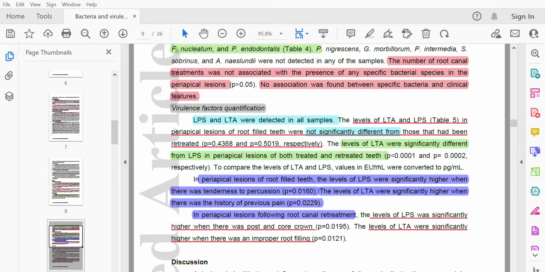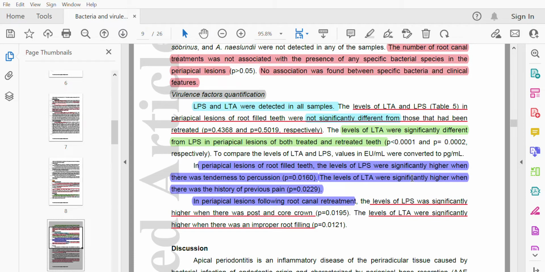According to the virulence factors, LPS and LTA were detected in all samples, and the levels of LTA and LPS in periapical lesions of root-filled teeth were not significantly different from retreated teeth. The level of LTA was significantly different from LPS in the periapical lesions of both treated and retreated teeth, which means more gram-positive bacteria than gram-negative bacteria.